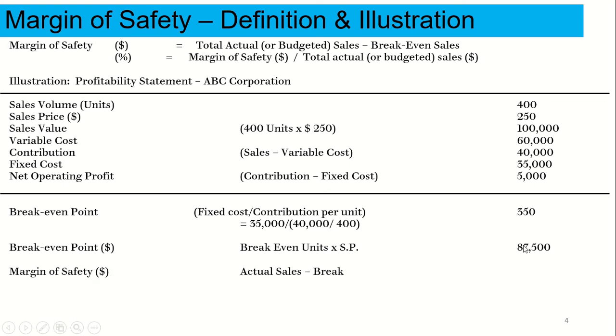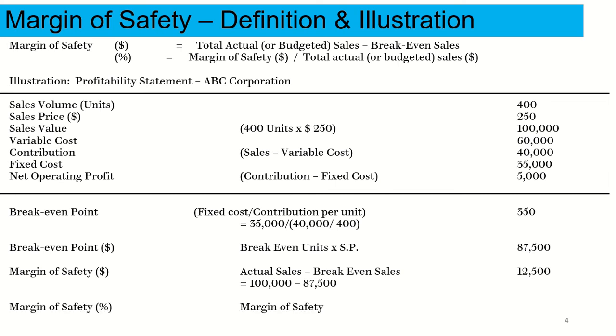$87,500. Margin of safety, therefore, for company ABC is $100,000, which is the current sales minus the break-even sales of $87,500, that is $12,500. Percentage of margin of safety is 12.5%, that is $12,500 of margin of safety value divided by the sales, that is $100,000.